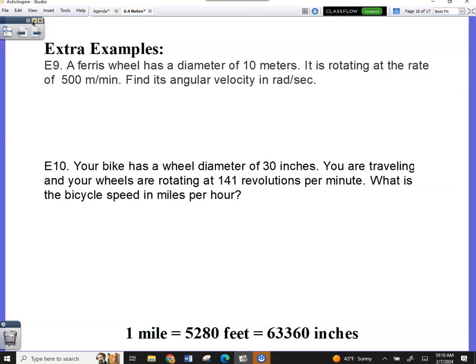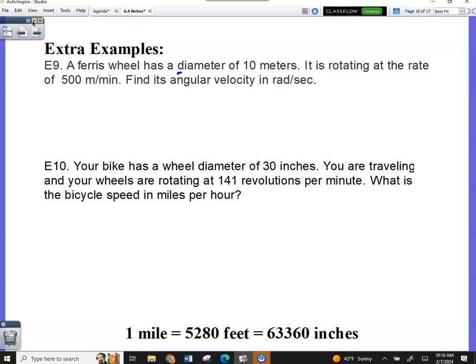All right. We have a Ferris wheel. It has a diameter of 10 meters. It's rotating at a rate of 500 meters per minute. What is the angular velocity in radians per second? I read it once. Now I'm going to read it again and underline and take notes.